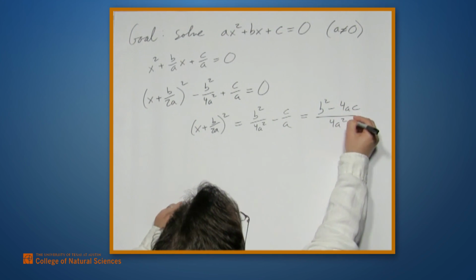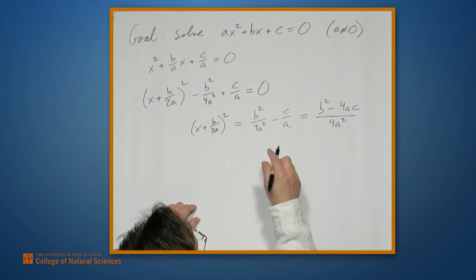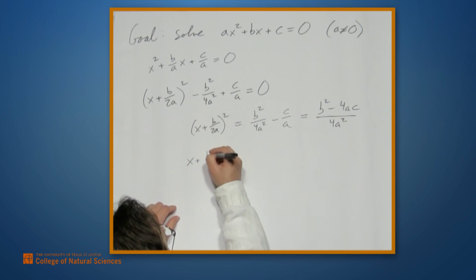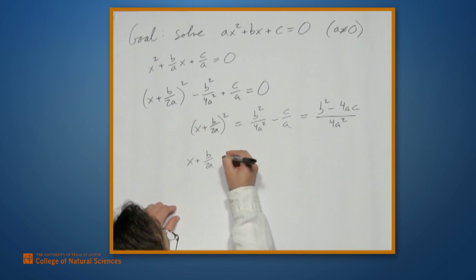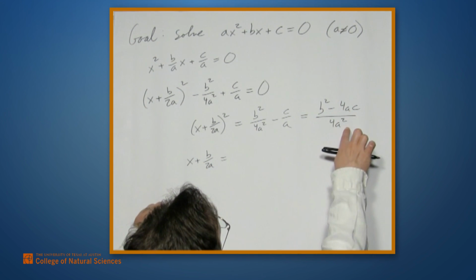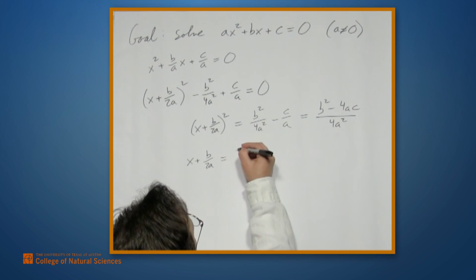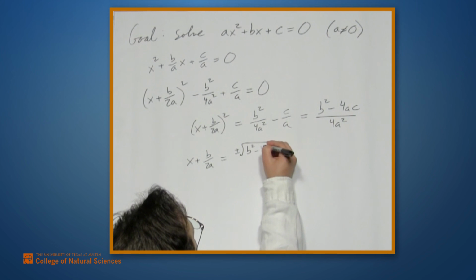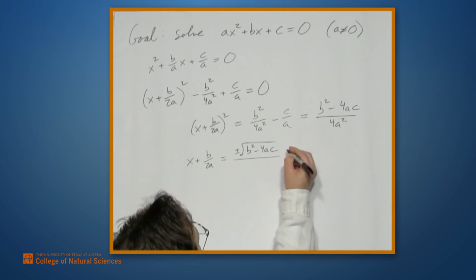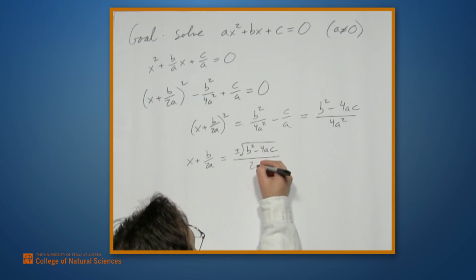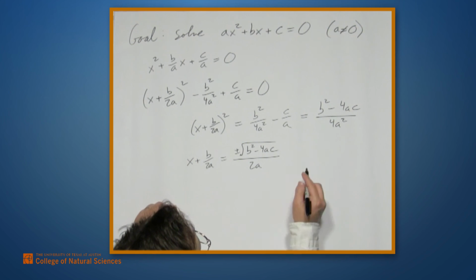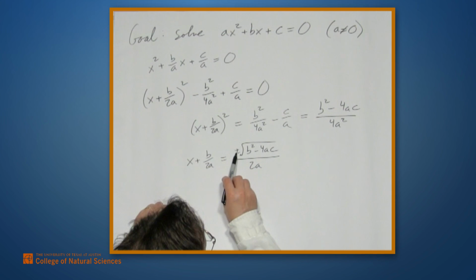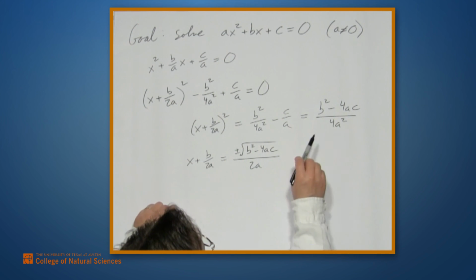4a squared. If we take the square root of both sides, we get x plus b over 2a equals the square root of this thing. Well, I'll take the square root of the top. We get plus or minus square root b squared minus 4ac. Take the square root of the bottom. We're left with just 2a. I don't need to worry about a plus or minus for both of these because I've already included a plus or minus up here. So we can write the square root of the denominator simply as 2a.